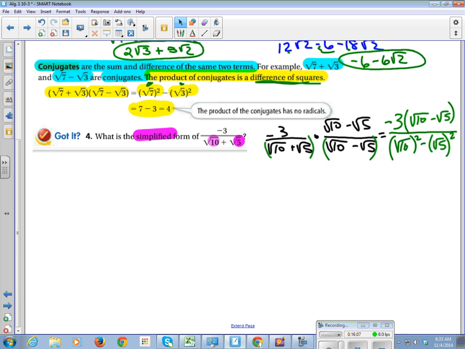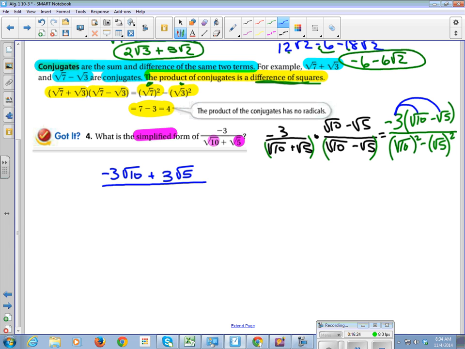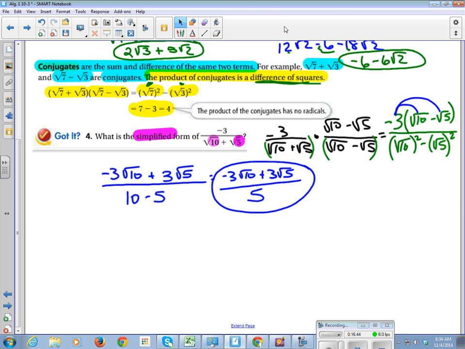So if I rewrite that, it's negative 3 root 10 minus, negative and negative give you plus, so I'm just distributing it out. Negative 3 and negative root 5 gives us positive 3 root 5. And on the bottom, the square root of 10 squared is 10, and the square root of 5 squared is 5. So this is negative 3 root 10 plus 3 root 5 divided by 10 minus 5. Boom, I am simplified because I no longer have radicals in the denominator.